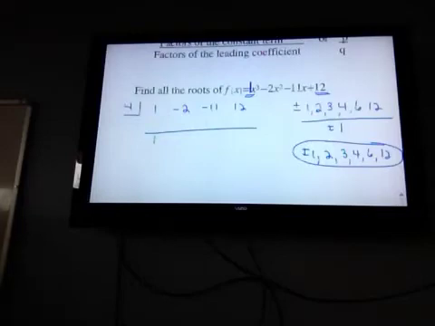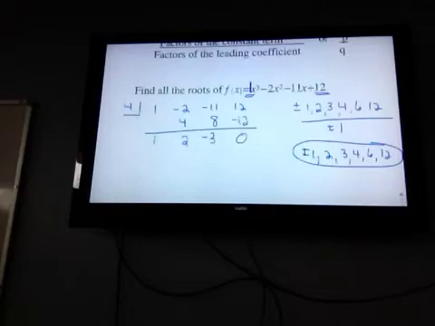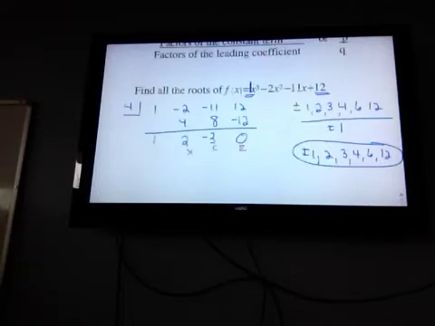So my 1 comes down. Multiply, add, multiply, add. It's a little lagging today. It works. How do I know it works? Got a remainder of 0. So that means that 4 is one of my roots. So let's find the other 2 roots, because we know there are 3. So this is where we have our remainder, my constant, my x squared.